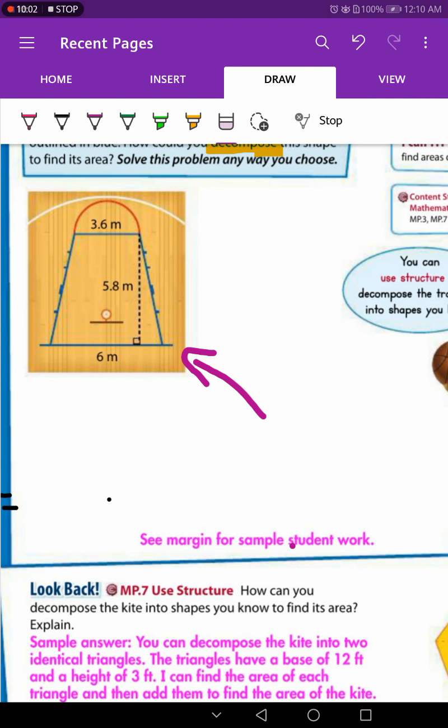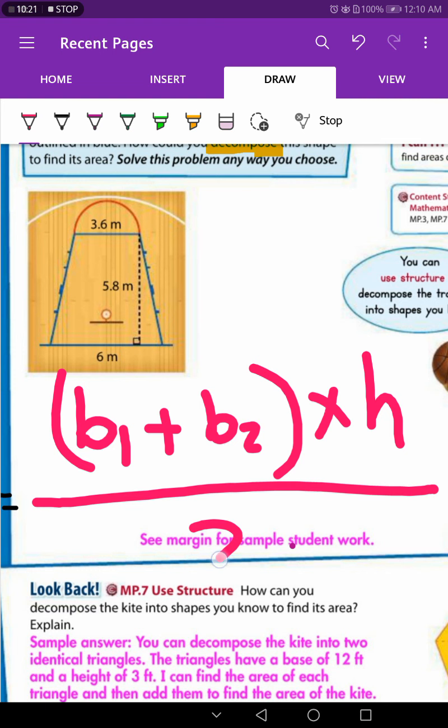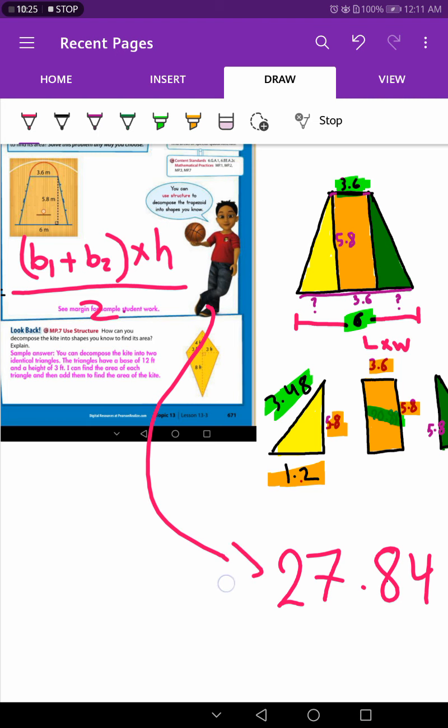Teacher, is there no law to find the area of a trapezoid directly? Yes, there is an easy law. What's that law? Memorize it: base 1 plus base 2, then multiply by the height of the trapezoid, over 2. Try it, you will get the same number directly. So it is better than decomposing, yes, but you have to know how to decompose.